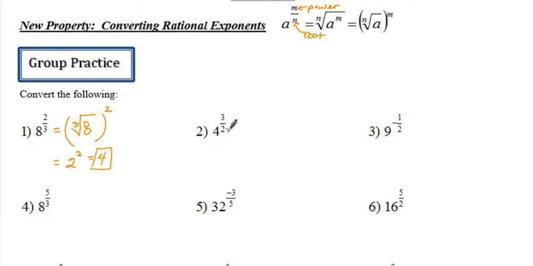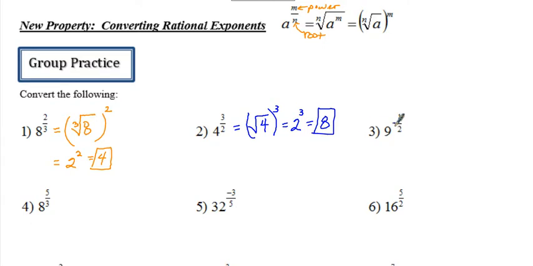If we're presented with 4 to the 3/2 power, let's convert first. Remember, 3 is the power, that's on top. 2 is the root, that's on bottom. So we're taking the square root of 4. Remember, square root, if we don't have any number here on the shelf, we assume it to be 2. So the square root of 4 to the 3rd power. What is the square root of 4? That's 2. What is 2 to the 3rd power? That's 8. So that is 4 to the 3/2 simplified. That's how we convert these rational exponents.